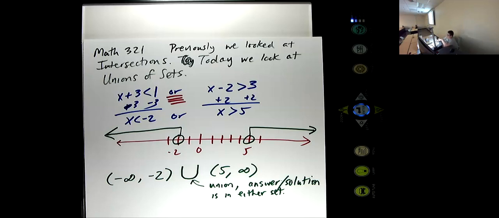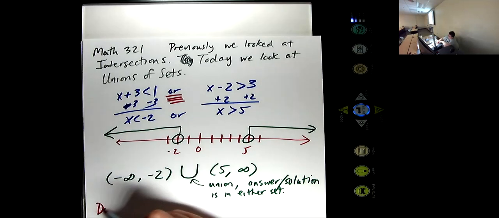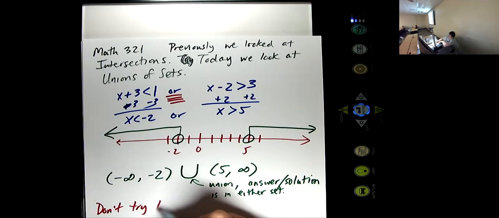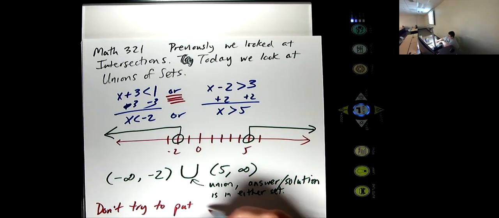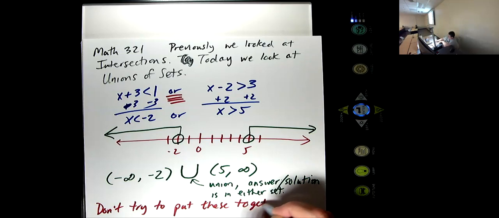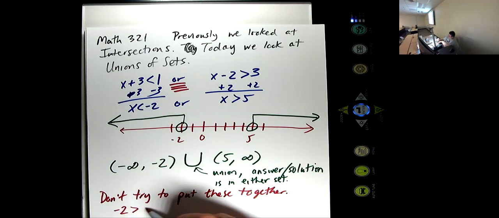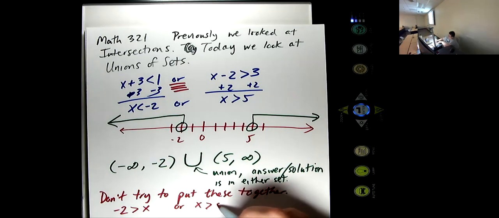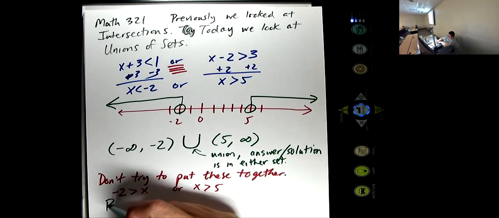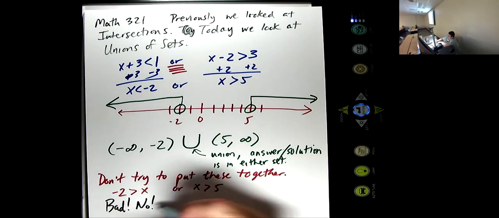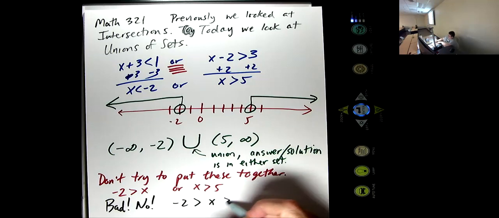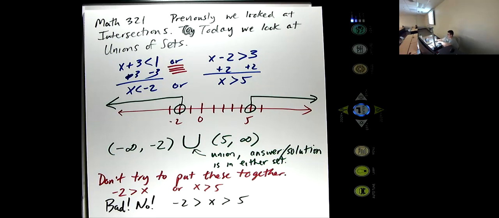Don't try to put these together. I could rewrite x is less than -2 as -2 is greater than x, and then I see the or x is greater than 5. This is a no, bad. Don't do this. Don't put them together. This is wrong.